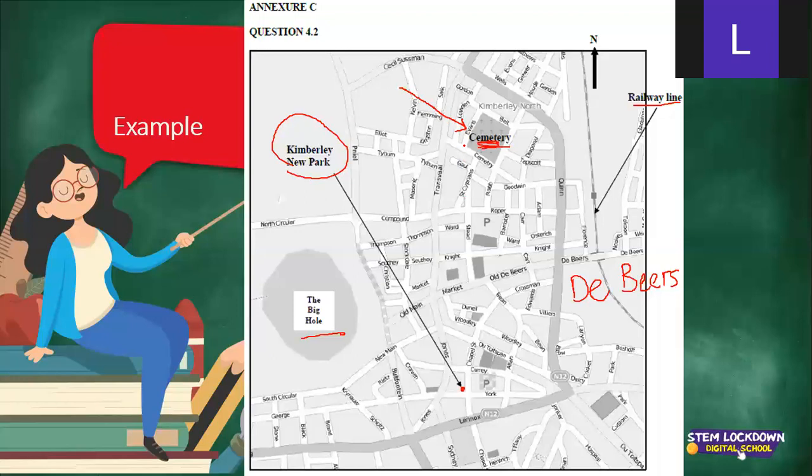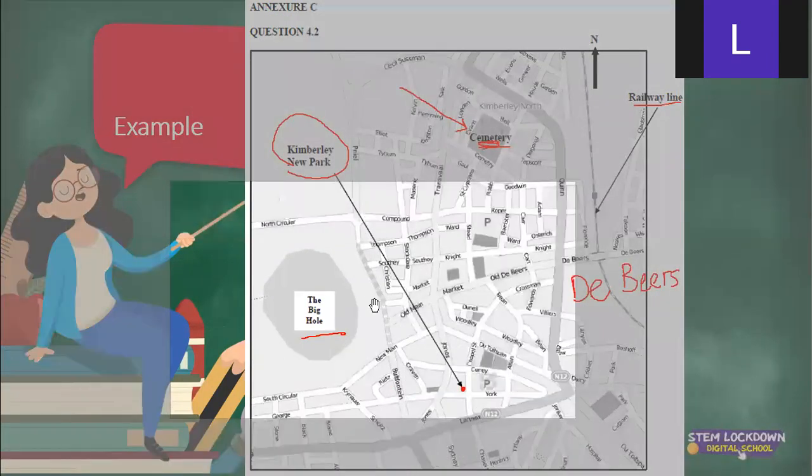Now there are actually many routes to get to the cemetery from the park, but you need to choose the shortest route. But if you choose an alternative route, I'll actually mark you correctly, right? But you can't go around. Remember, you're directing someone to a particular place, so the faster they get there, the better. For this one, let us do it together.